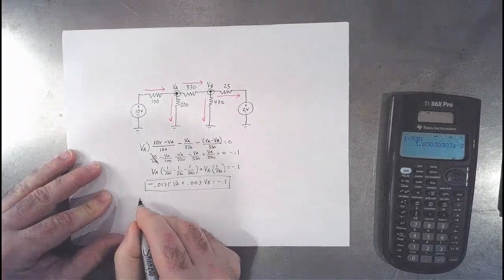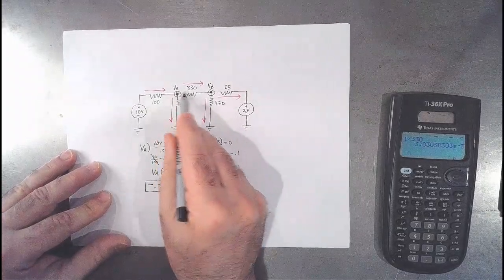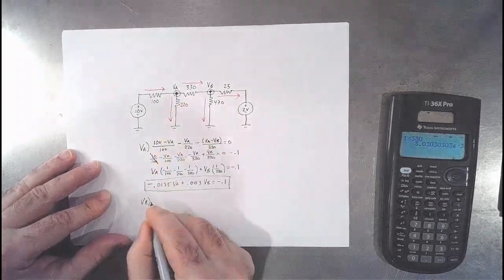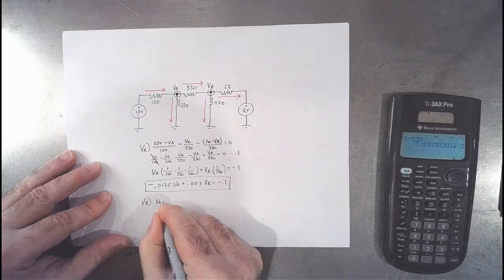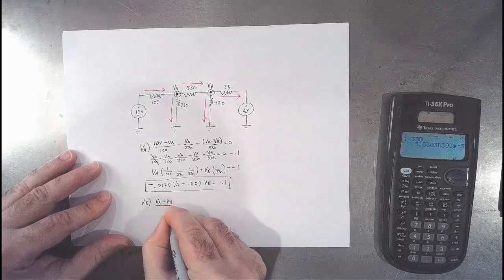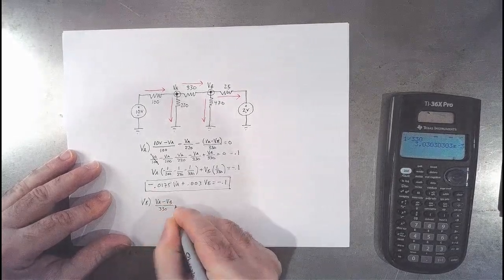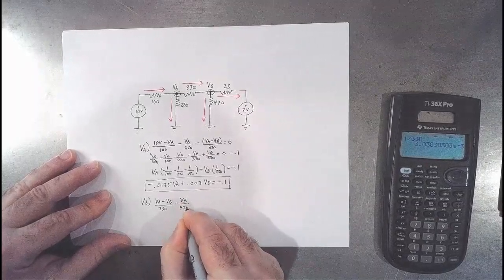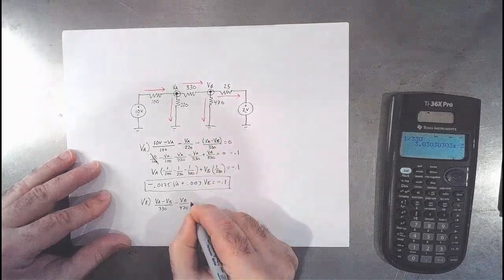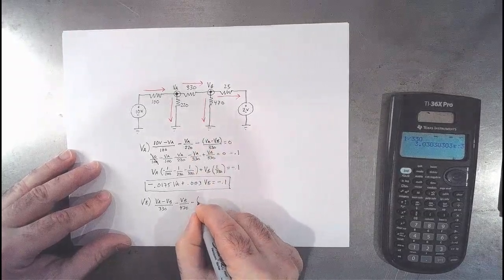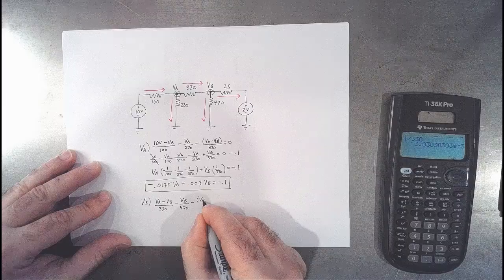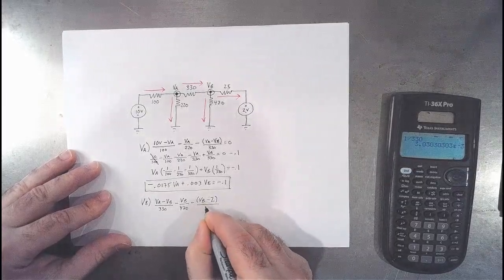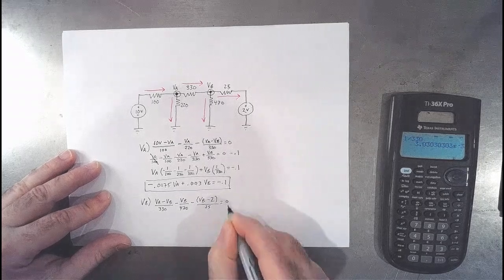So let's do VB here. So that's this node. Well, this current right here is tail to head, so it's going to be VA minus VB over 330 minus VB over 470, and then minus, I'm going to be very careful about this, so I'm going to put parentheses around it, just to remind me that I'm going to have to change that sign, VB minus 2 over 25, and that all equals 0.